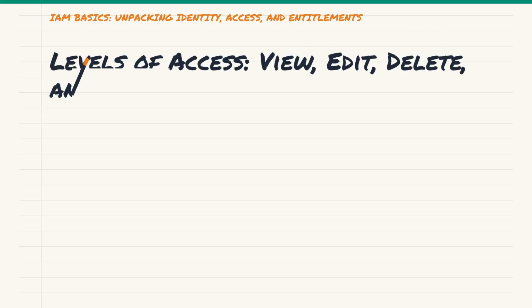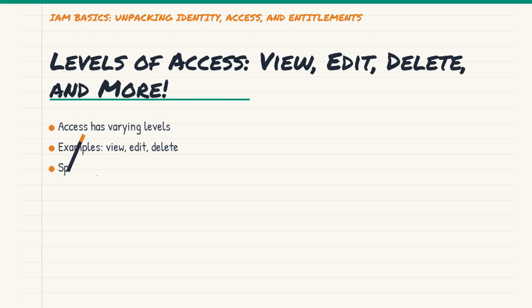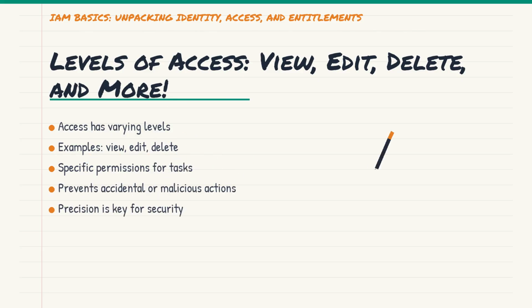Access isn't a one-size-fits-all thing. It comes in different levels of granularity. For a simple document, you might have view-only access, edit access, or even delete access. For an application, you might have the right to run it, configure it, or administer it. These different levels ensure that identities only have the permissions they truly need for their tasks. Imagine giving someone a library card. They can view books, but not edit them. This precision in defining access is a cornerstone of good security, preventing accidental mistakes or malicious actions.